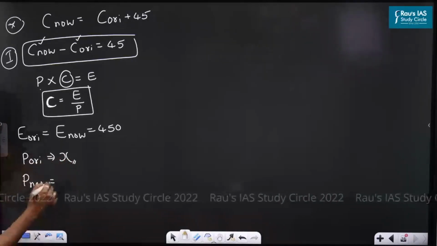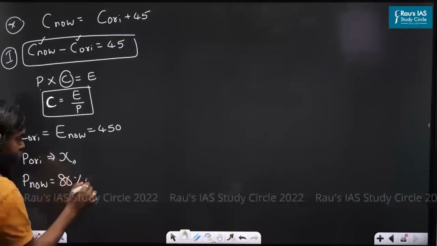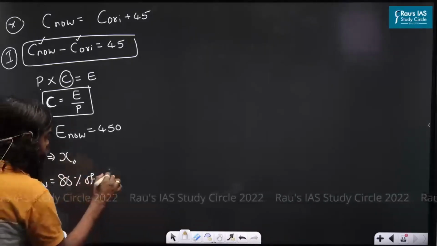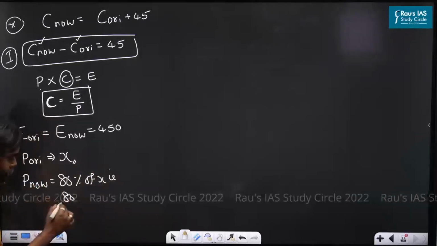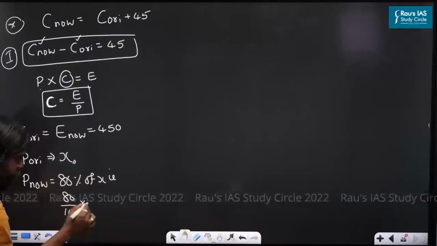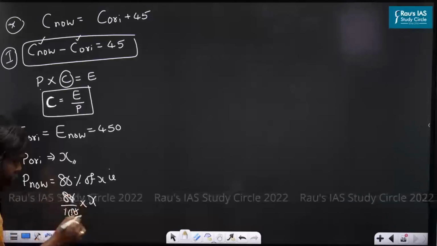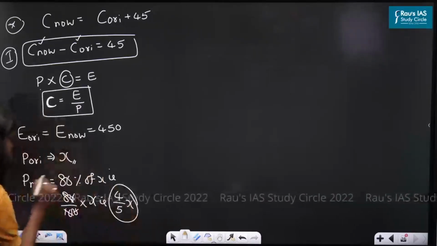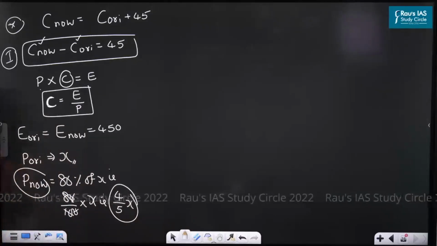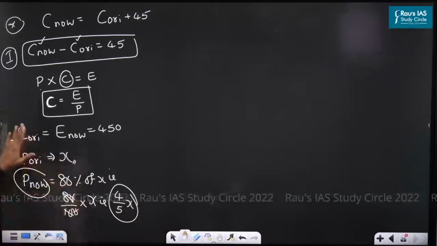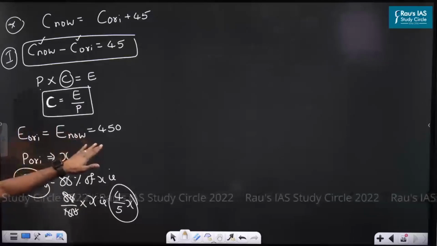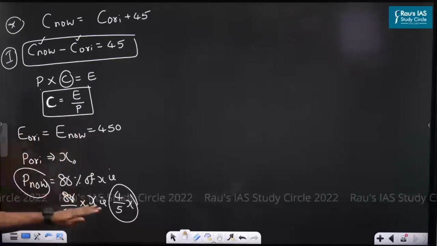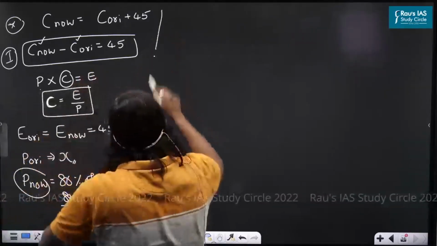All are understood, Abbas? How can you write this as a fraction? 80 by 100 into X, cancelled. That means 4 by 5 X. That is called the new price. Are you understood this? You know original expenditure, you know new expenditure. You know original price, you know new price. Now you can substitute in this equation.